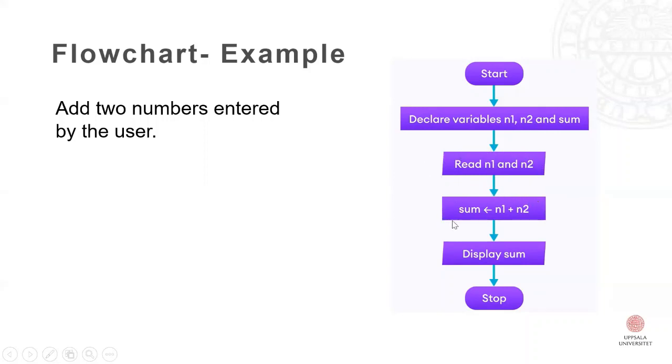Then we have a rectangle because we have some sort of processing, which in this case is adding those two numbers together and storing them in a new variable. Here we call it sum. And then we have an output operation, which is displaying those numbers, shown here in this parallelogram. And after that, we are done. So our program terminates here. So we have the stop here.